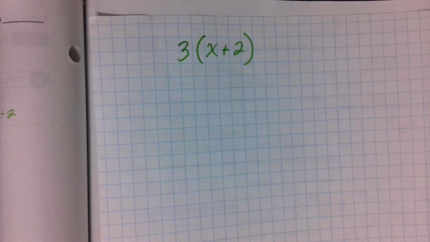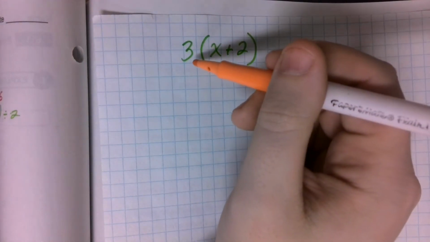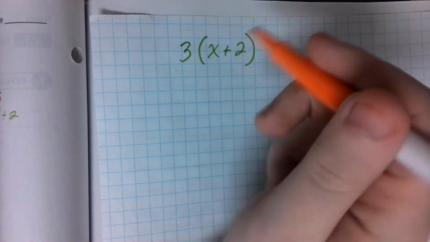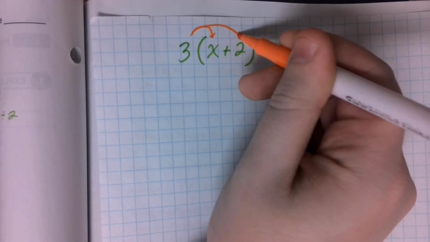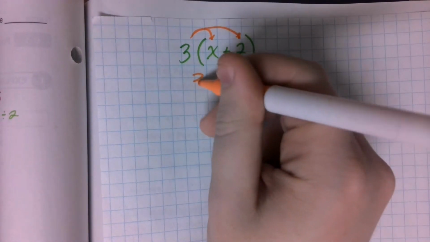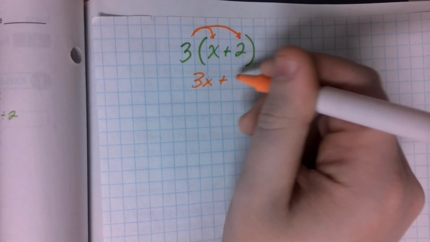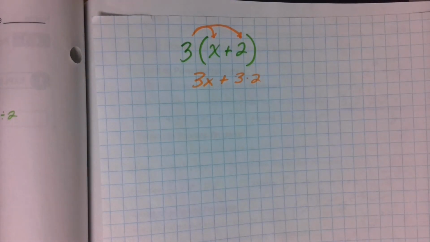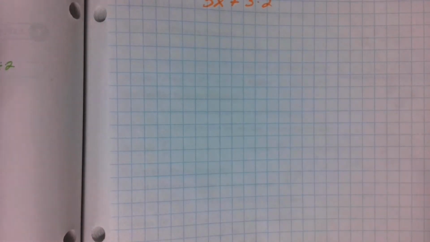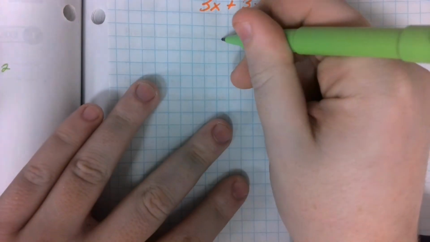Well, you may recall that when we have a number outside of parentheses, and multiple things inside of those parentheses, we distribute 3 times x and 3 times 2, giving us 3x plus 3 times 2, or 3x plus 6. Well, I wonder, can we apply this to exponents as well? For instance, let's say we had the following.